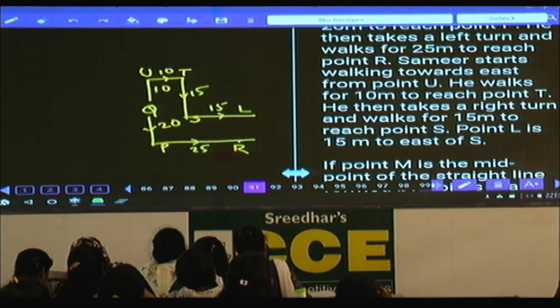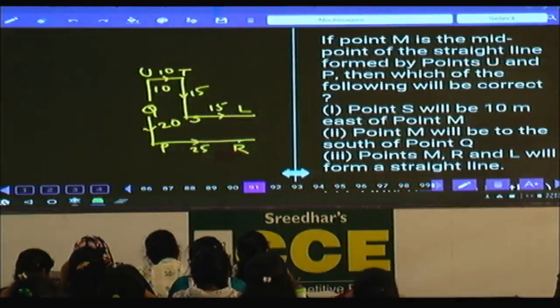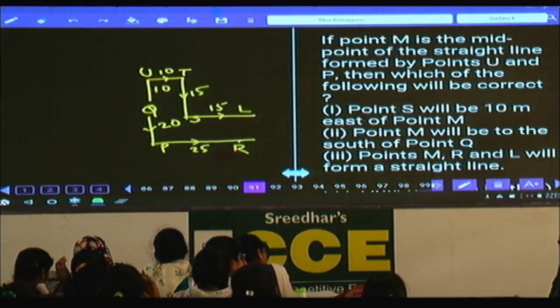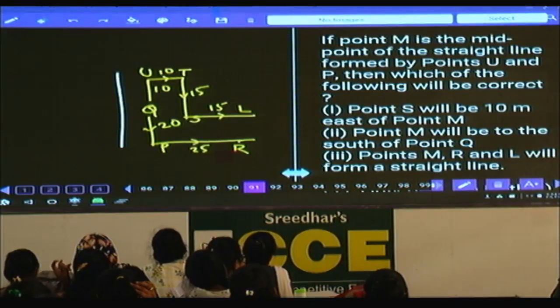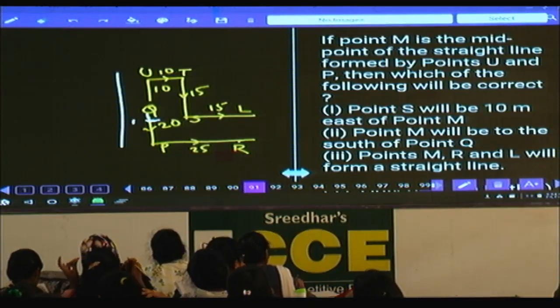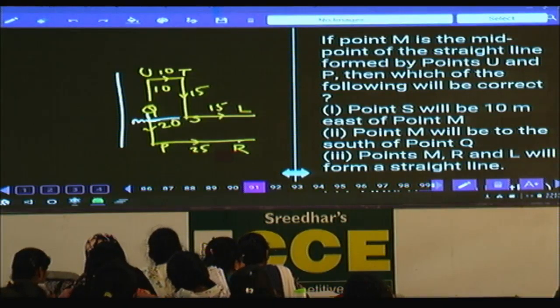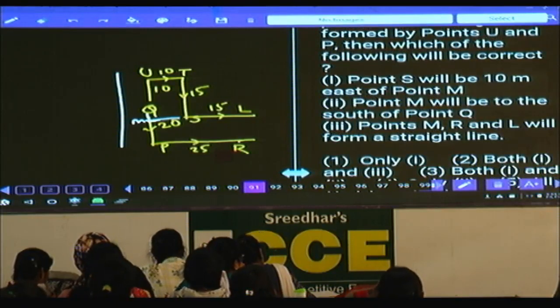Done? Then coming back to the questions. If M is the midpoint of the straight line between U and P, M is in between U and P. What is the distance between U and P? The total is 30. Now M is exactly 15, which means M will be somewhere here. That means M and S are in a horizontal straight line. Then which of the following is correct? S will be 10 meters to the east of M. Definitely true or not? Yes.